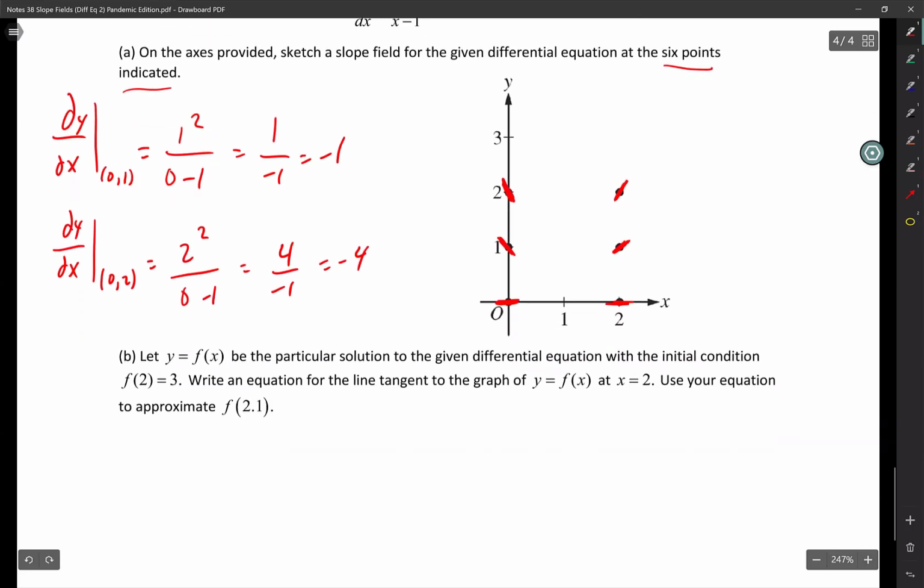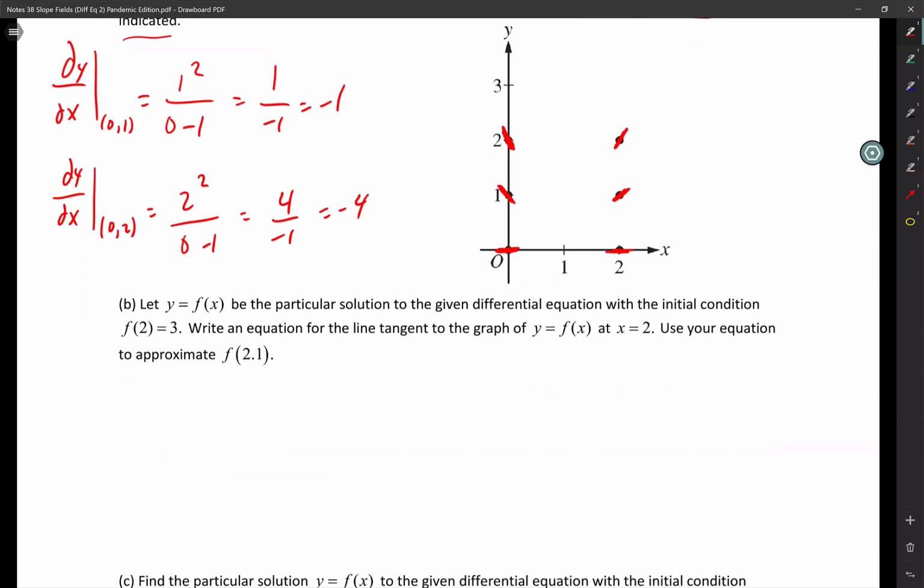Letter B. Let y equals f of x be the particular solution to the given differential equation with the initial condition f of 2 equals 3. Write an equation for the line tangent to the graph at x equals 2. Use your equation to approximate f of 2.1. Okay, I'm going to slow down.